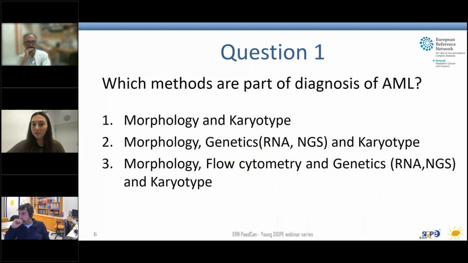Which are the methods that are part of the diagnosis of AML? Are we talking about morphology and karyotype, about morphology, genetics, and karyotype, or do we need morphology, flow cytometry, genetics, and karyotype? And now I will have your answers. Give me a second, Evangelia, because there are lots of people in the audience.